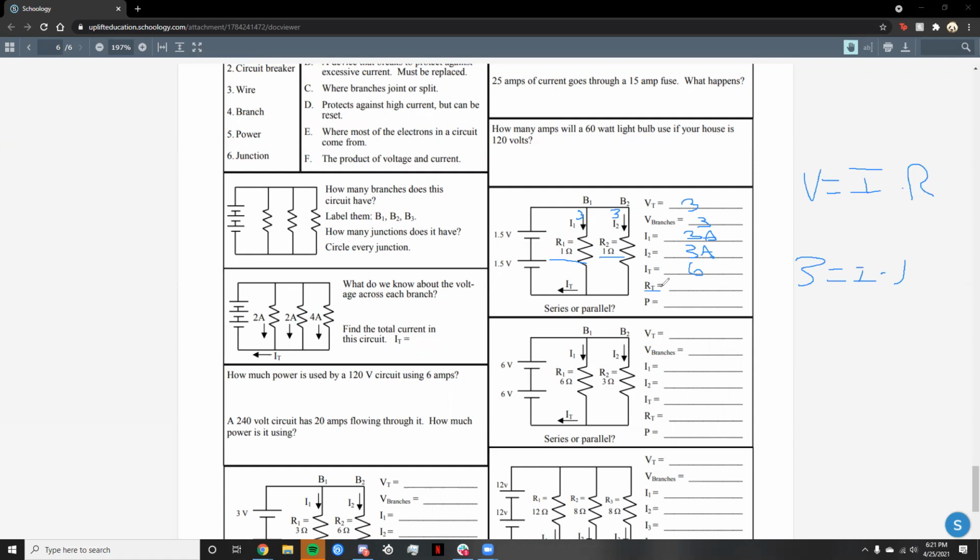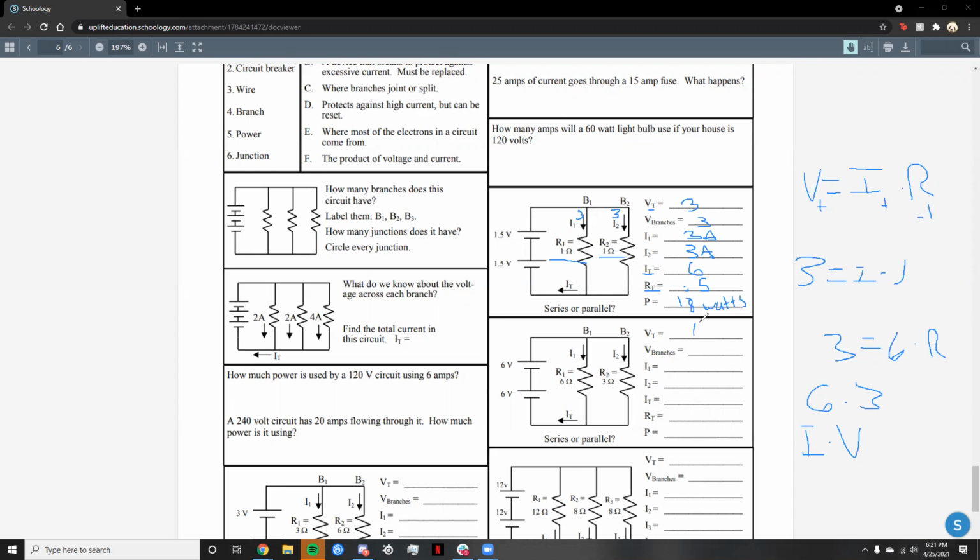And to find RT, we have IT and VT, we just put them in the formula. So 3 equals 6 times R. That's pretty simple. That's 0.5. And then power is I times V, and we have I right here, which is 6 times 3, which is 18. And that's how many watts that is. She didn't teach that, but it's fairly simple.